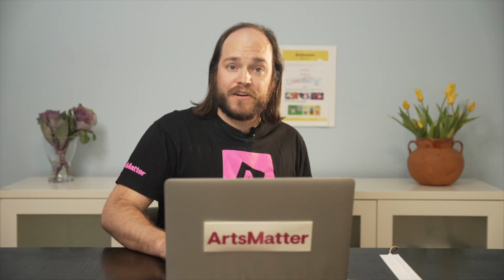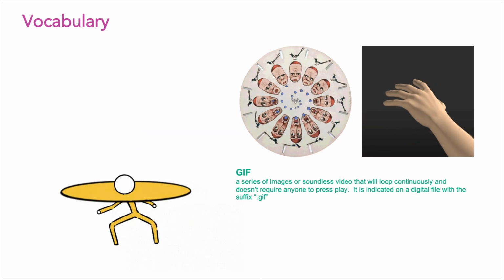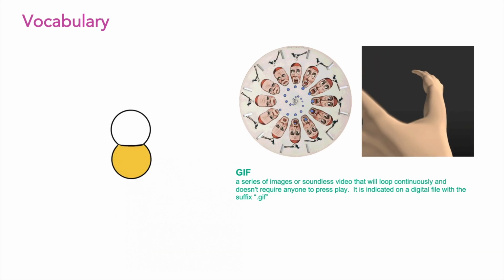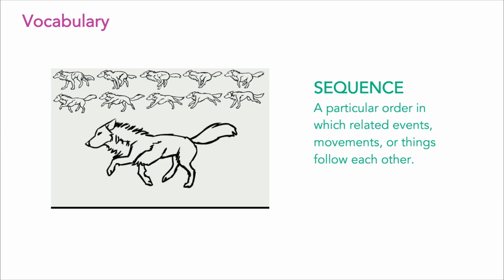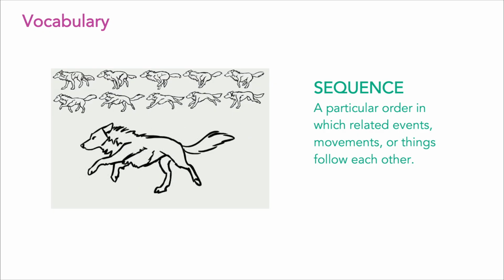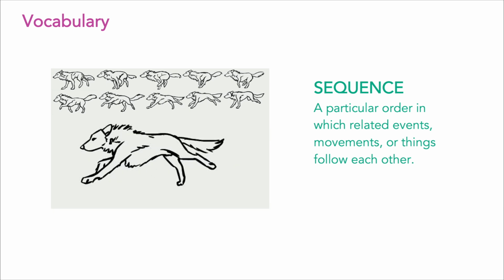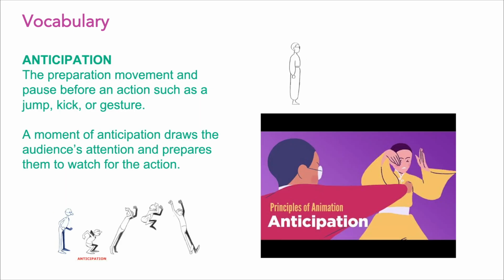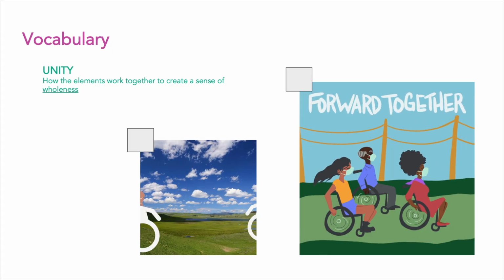Our vocabulary for Unit 2: GIF, students need to know what type of file they are making. Sequence is a very important concept for students to be aware of when creating images for their GIF. Anticipation is used a lot in animation and is a concept students can apply to their own GIFs. And unity. We want students to think about how all the elements of their artwork should work together in their GIF.